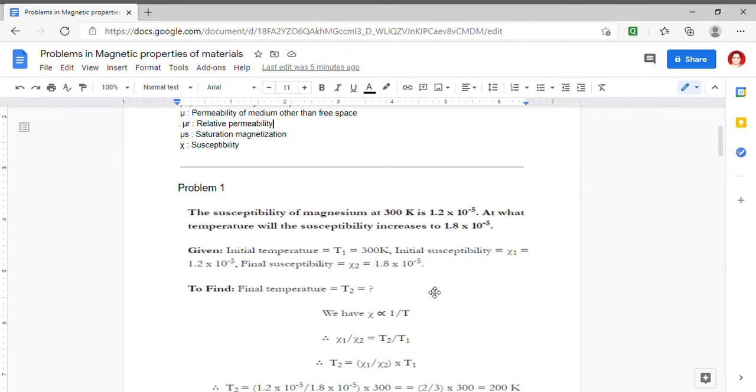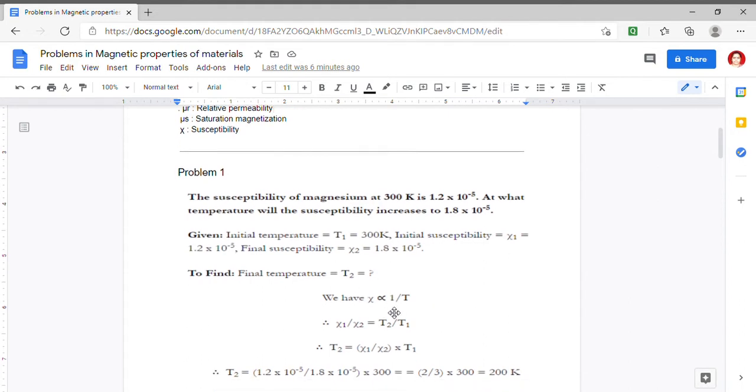As we know, the relation between susceptibility and temperature for a magnetic material is that chi and T are inversely proportional to each other. That means chi is proportional to 1 by T. For these two given temperatures, when we write the expression, we have chi1 upon chi2 equal to T2 upon T1. So, from here, the unknown parameter T2 is chi1 upon chi2 into T1.